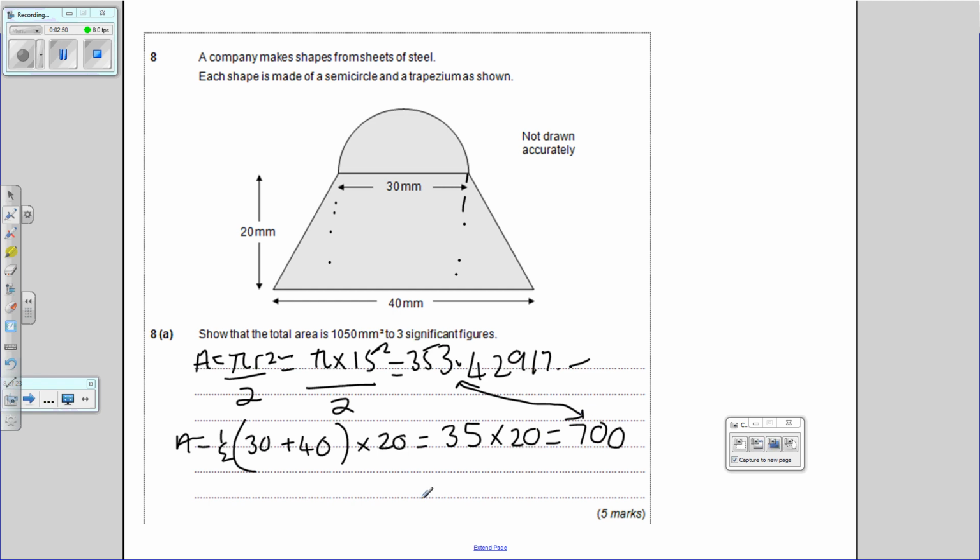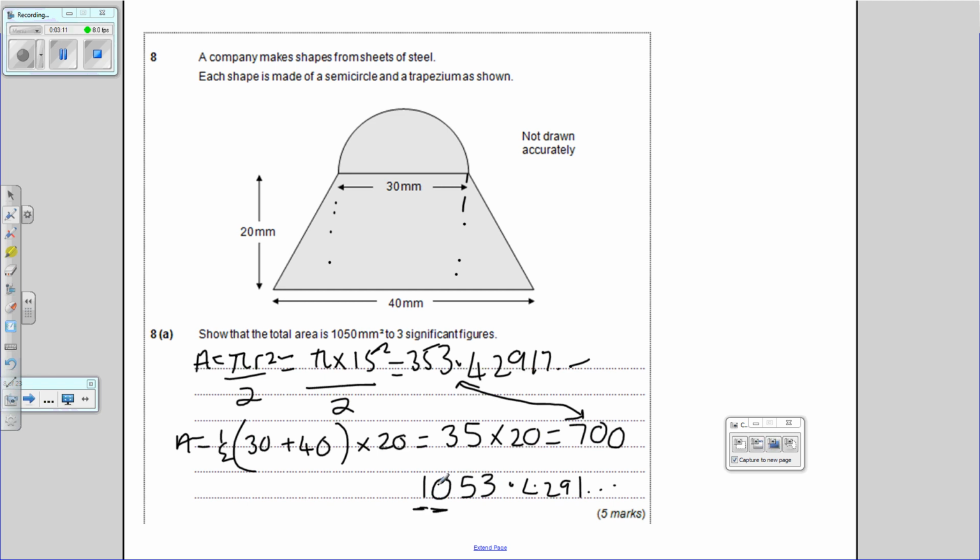So if you add them together, you'll get 1053.4291, blah, blah, blah. It says show that it's up to 3 significant figures. 3 significant figures, it's going to be 1050, because that's your first significant one, and that'll be your second one.